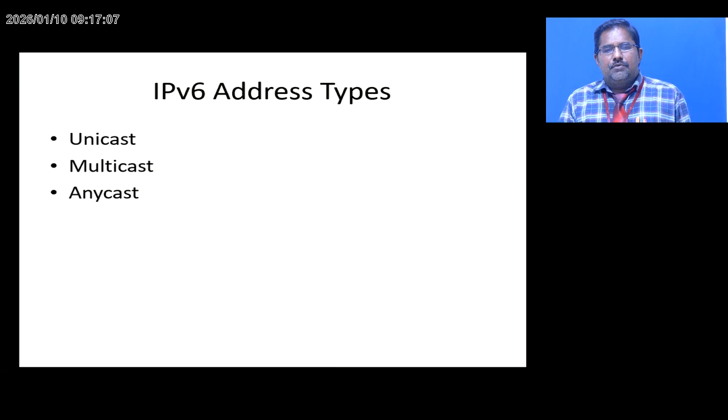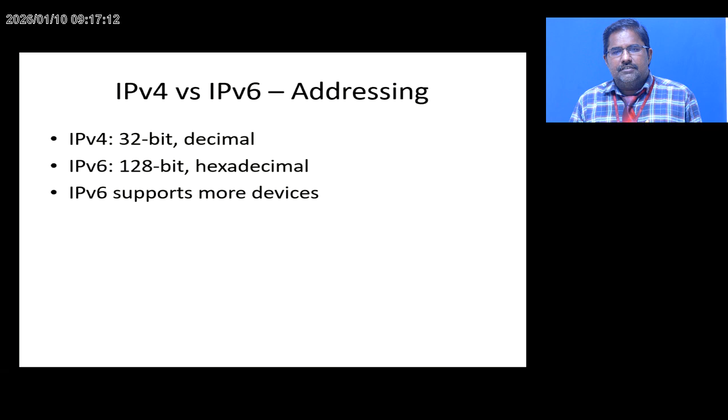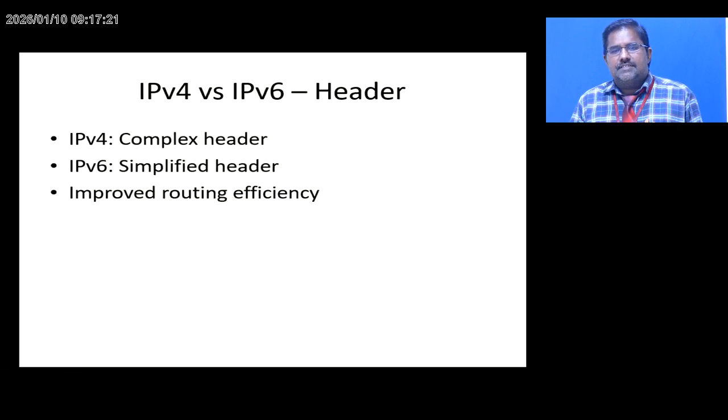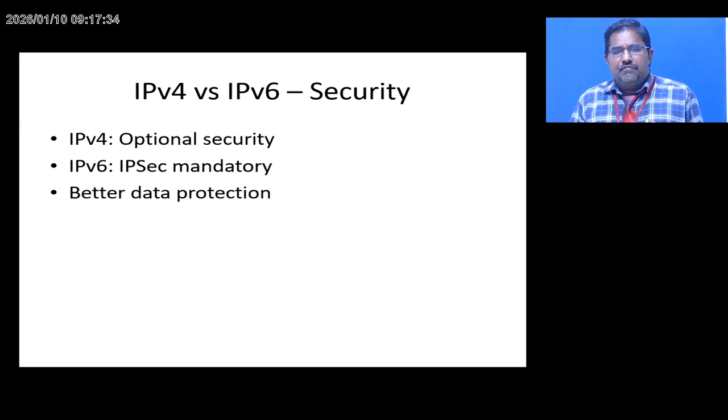IPv6 address types are similar to IPv4: unicast, multicast and anycast. IPv4 is a 32-bit decimal, IPv6 is a 128-bit hexadecimal. IPv6 supports more devices in addressing. Now the IPv4 versus IPv6 header comparison. IPv4 has a complex header and IPv6 has a simplified header, giving improved routing efficiency. IPv4 has optional security, IPv6 has mandatory IPsec, providing better data protection.